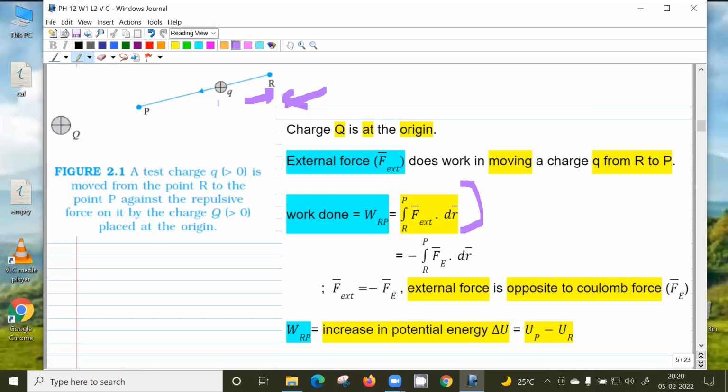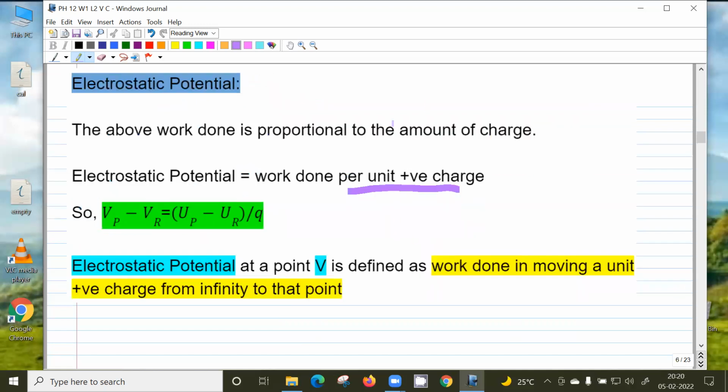Twice. So basically the work done is dependent on this thing. One way to say that is the repulsive force will increase, so I have to do more work. And so work done is proportional to the amount of charge.